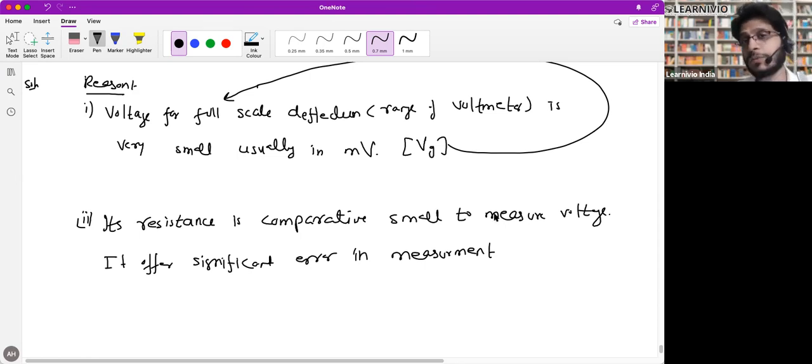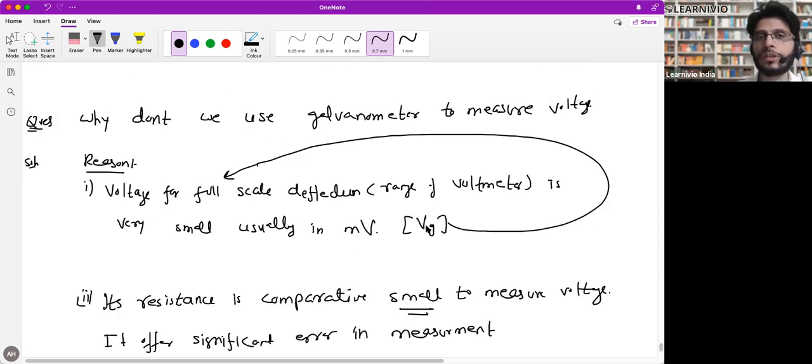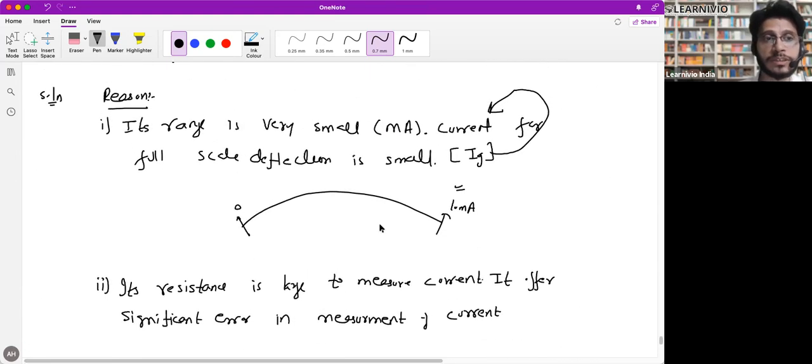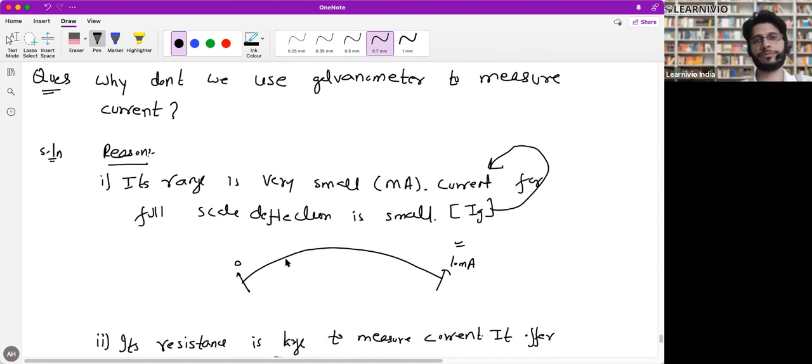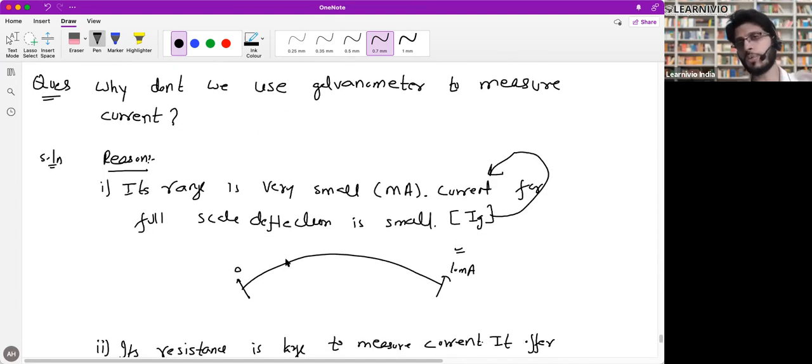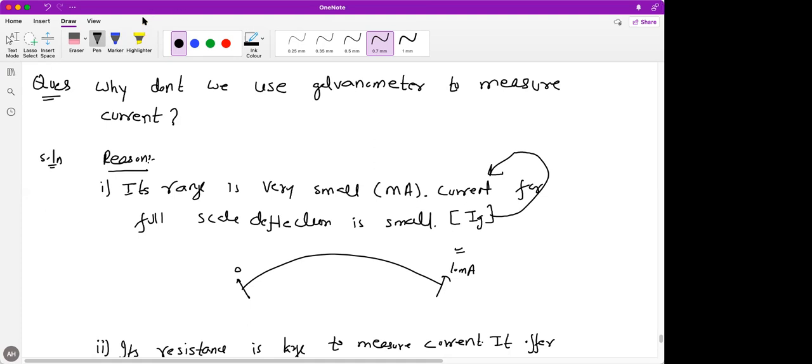One, range is very small. Second, resistance is small to measure voltage, while for current measurements, the resistance is large. Note it down. Then we will see how to convert a galvanometer into an ammeter. If you can't measure current through a galvanometer, you need some device to measure current. That is an ammeter. We will convert this galvanometer into an ammeter. That's the next and the last topic of this chapter.